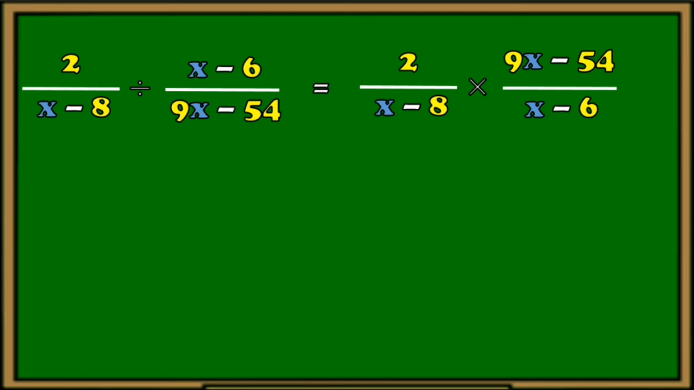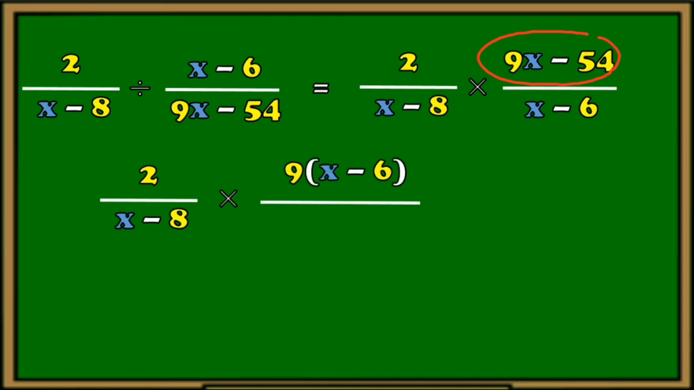Now let's simplify the given. Here, 9x minus 54 can be simplified. But before that, let's just copy 2 over x minus 8. Now, the simplified form of 9x minus 54 is 9 times the quantity of x minus 6. We use the common monomial factor. And let's just copy x minus 6.